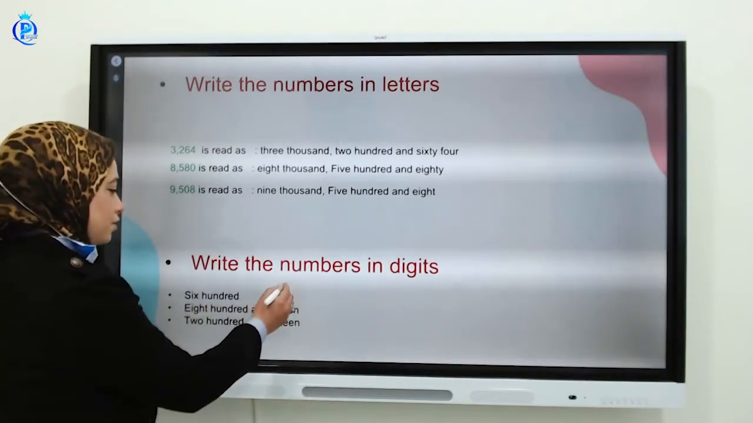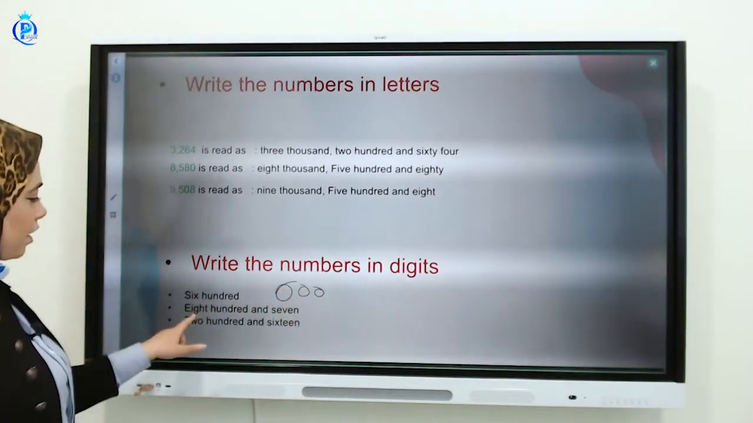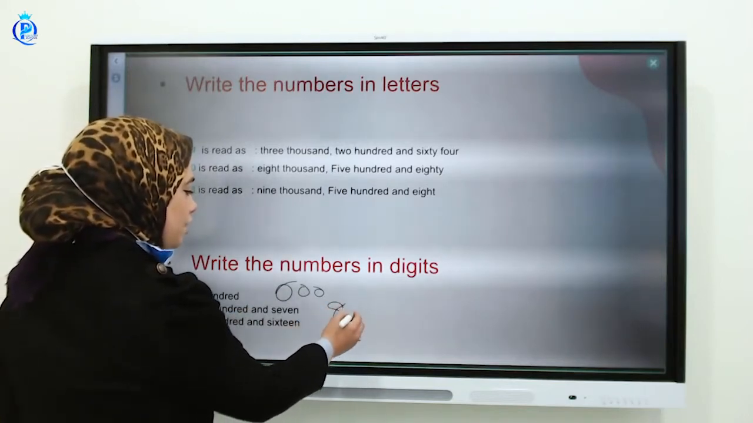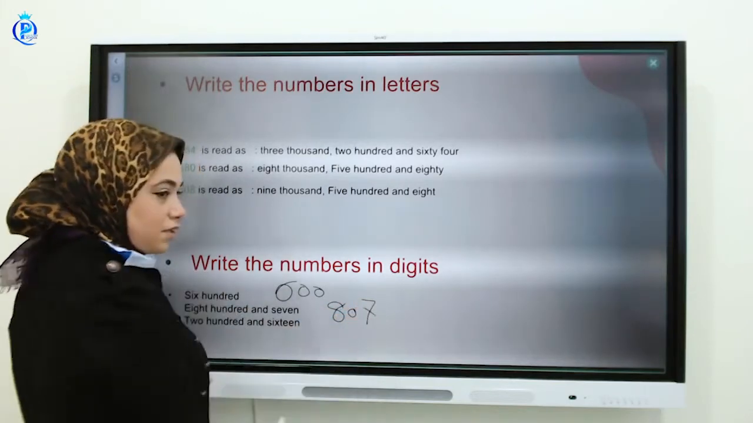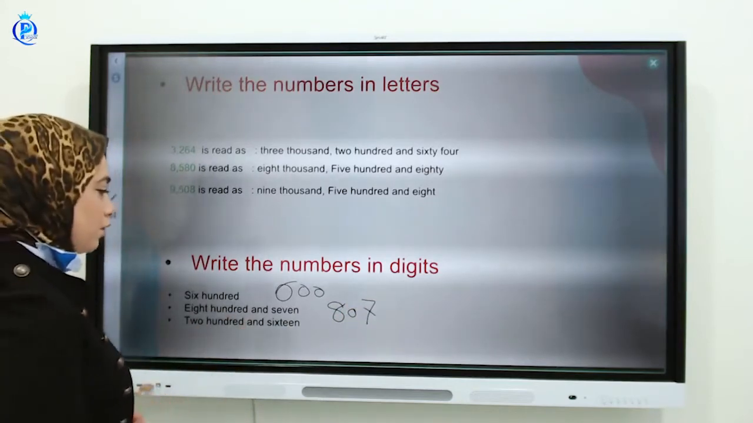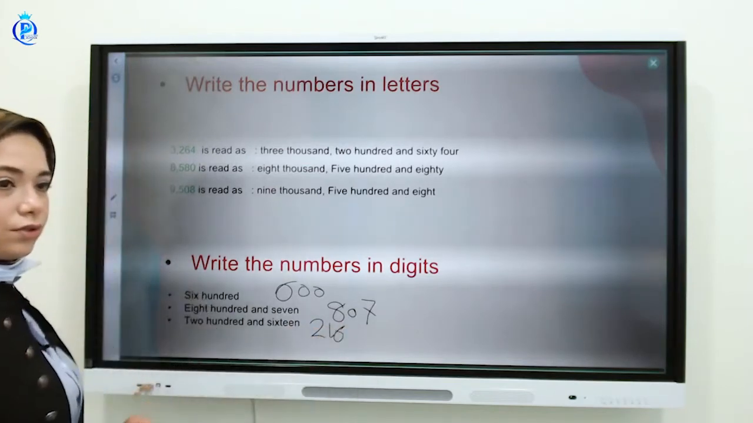Now, how can I write 600? 600 is 6 and put 2 zeros. What about 807? This is 800, 0 tens and 7. Right or wrong? What about 216? This is 216. Right or wrong?